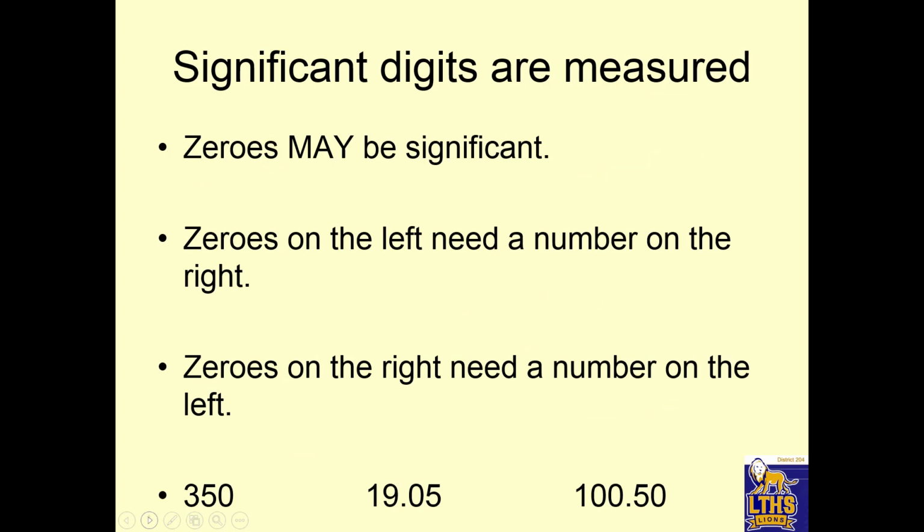Significant digits are measured. So when we measure things, it's every number that's measured and estimated. Better write that down. And estimated. Not guessed at, estimated. Zeros may be significant, but they're usually not.